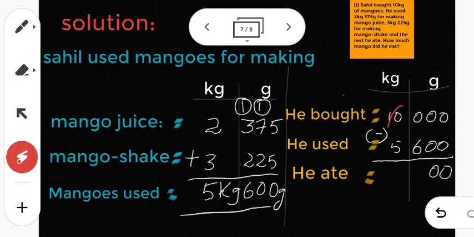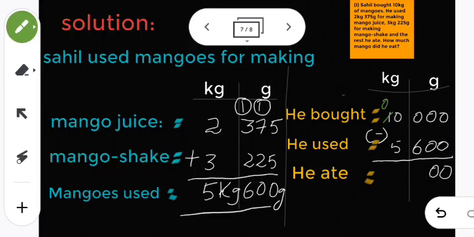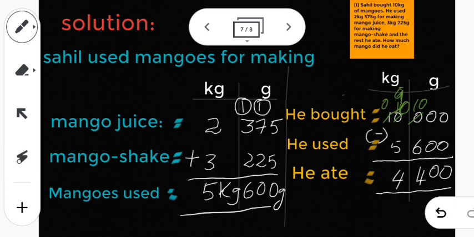Again, you cannot minus here, so you have to borrow. Here also nothing is there, so all the way you will borrow from 1. So let's borrow here. Here 0 will remain, and this will be 10 after borrowing 1. Again if you give 1, 9 will remain here, and this will be 10. From 10 you will minus 6. So 10 minus 6, 4. Again here 9 minus 5, 4. And here 0 only is there, so you cannot do anything with 0. So that's all. How much mangoes he ate is 4 kilogram 400 gram. This is the one he has eaten.